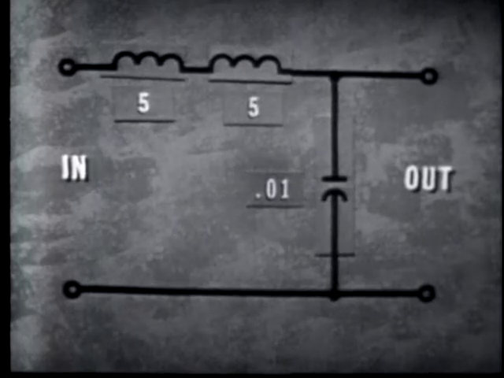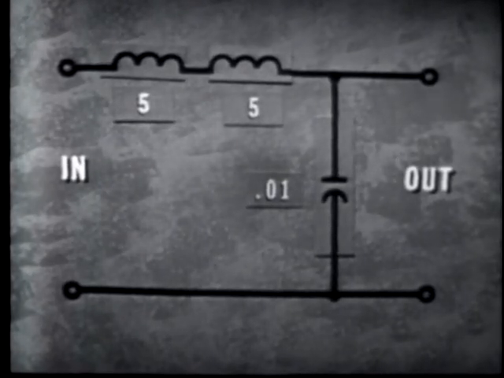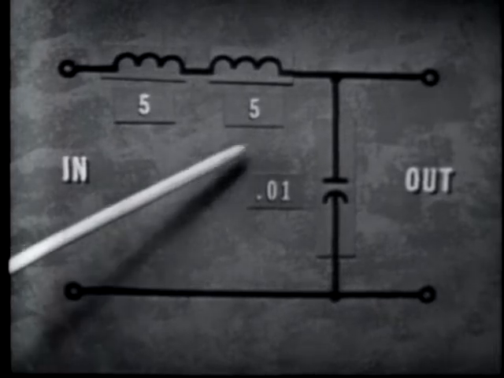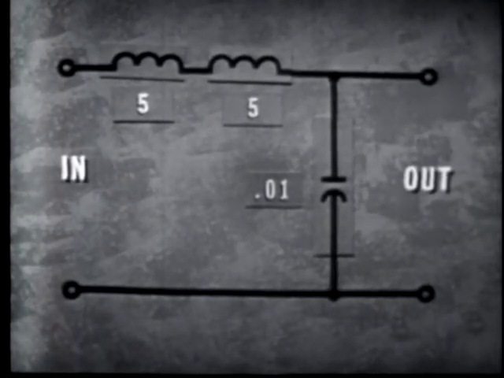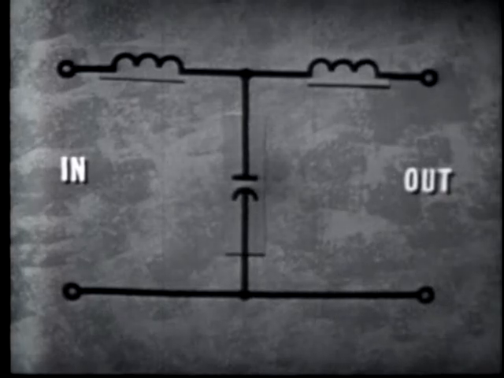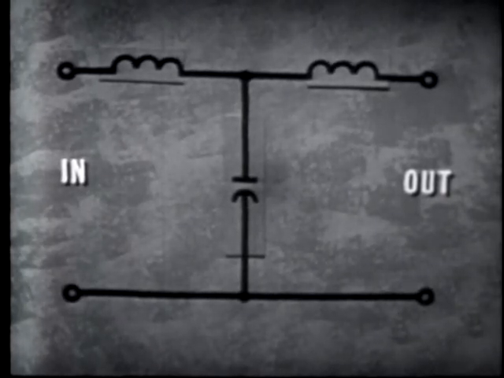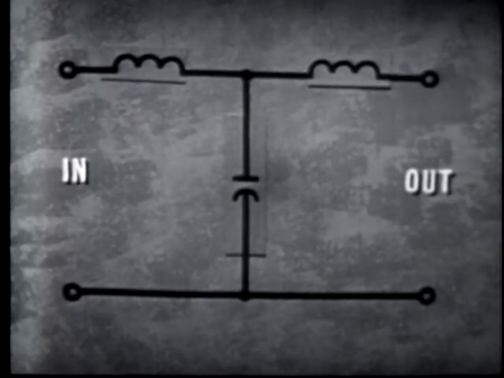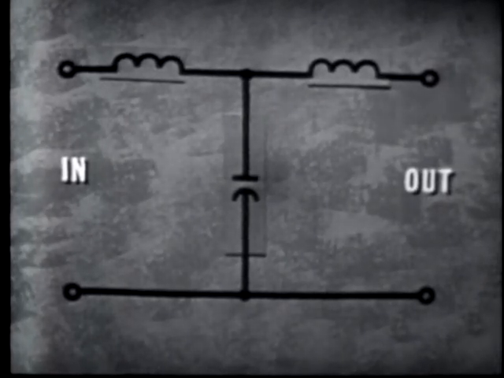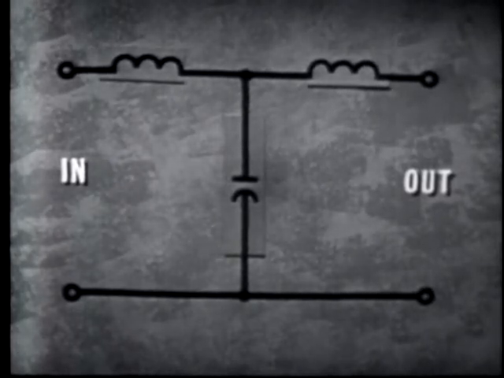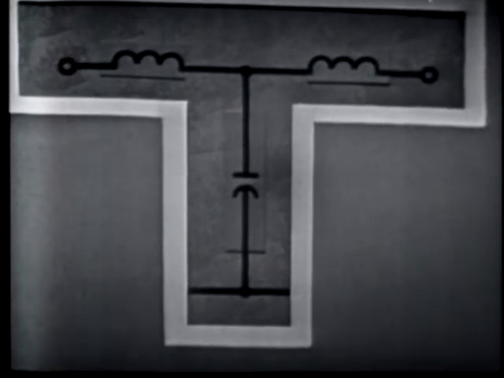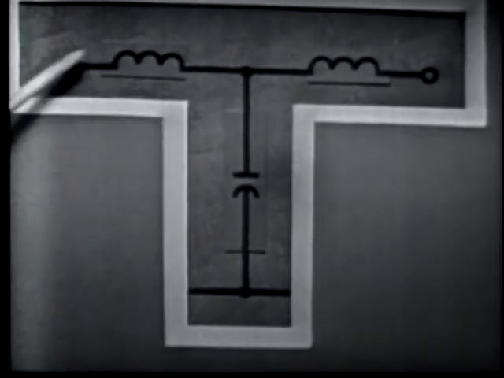Now, each inductor equals 5 henries. And since inductors in series are added just like resistors in series, the total value of inductance is 5 plus 5, or a total of 10 henries inductance. We can even move one of the inductors over here on the output side of the filter, and we still won't change total inductance. It's still 10 henries, and thus this filter will still pass frequencies below 600 hertz, reject those above that value. This filter is an inductive input output filter. This particular configuration is called the T section because it's shaped like the letter T.